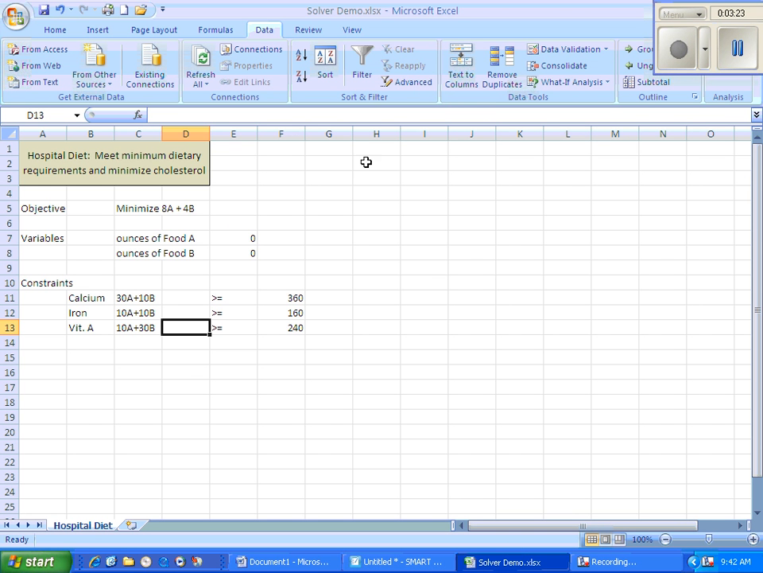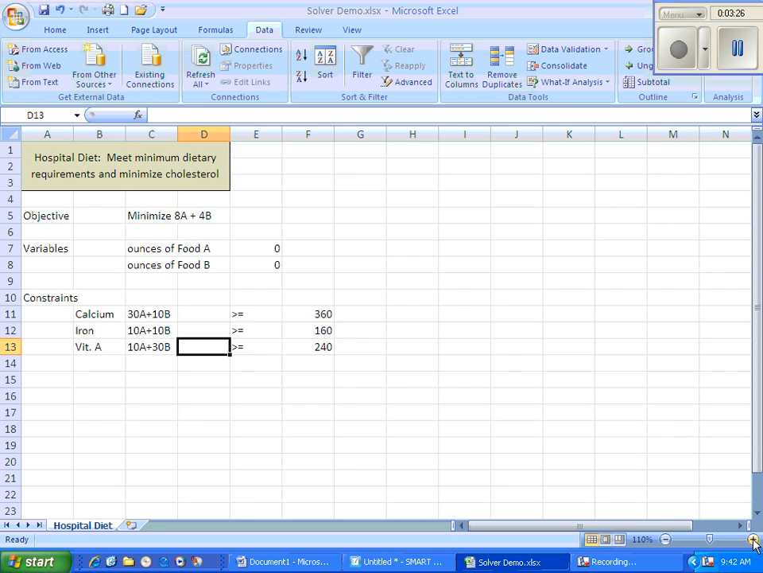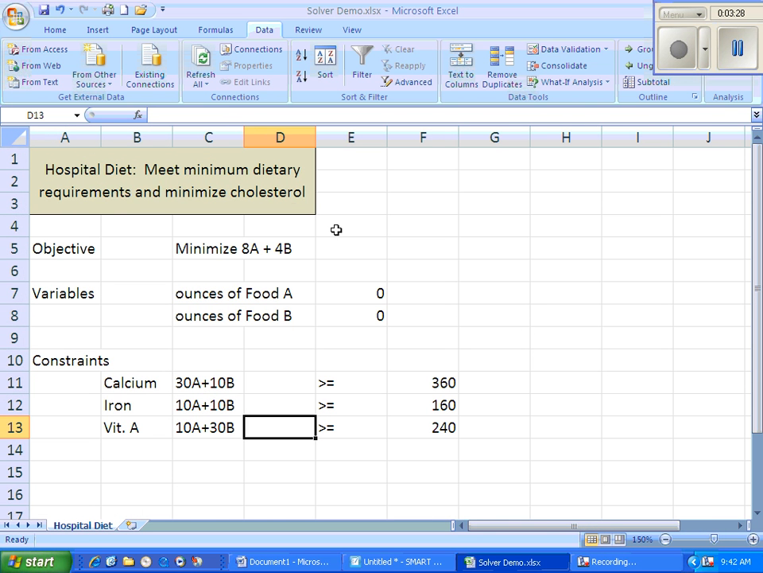Okay, I did some of the setup already, and let's go ahead and make this a little larger for you to see. So we're still working on the same diet problem. Our objective was to minimize the cholesterol, which was 8A plus 4B, the total amount of cholesterol. We're using variables: ounces of food A, ounces of food B. And then our calcium, 30A plus 10B, has to be at least 360. 10A plus 10B, the iron, has to be at least 160. Vitamin A, 10A plus 30B, has to be at least 240.